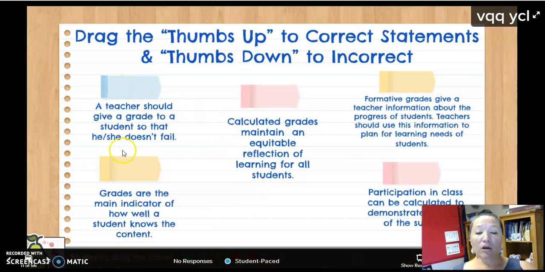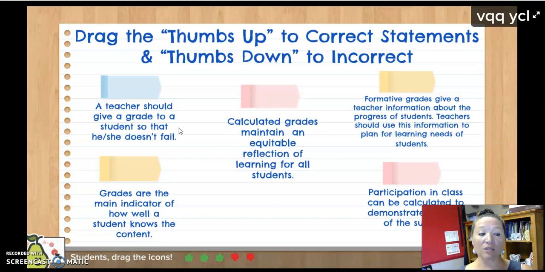So here, what is a correct statement or incorrect statement? A teacher should give a grade to a student so that the student does not fail. That is incorrect. We don't give grades. And especially if a student is failing, we need to look and ask, why is that student failing? And how can we support the student so that they can authentically learn and achieve?